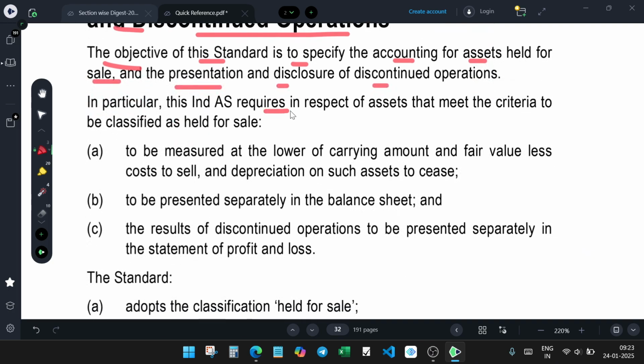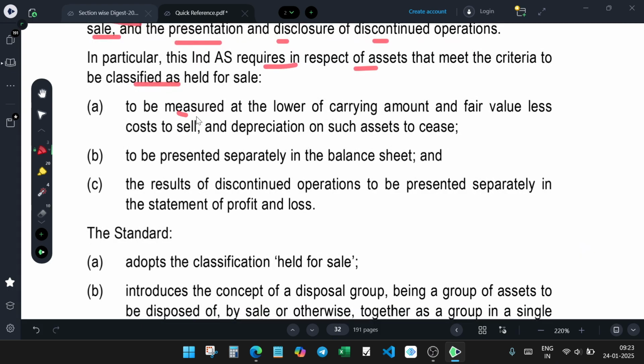In particular, Ind AS requires that assets that meet the criteria to be classified as held for sale be measured at the lower of the carrying amount or fair value less cost to sell, and that depreciation of the asset cease. So how should you measure the asset? At the lower of the carrying amount, that means the asset we purchased less depreciation, and fair value less cost to sell.